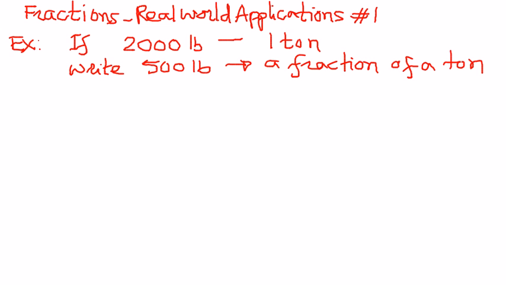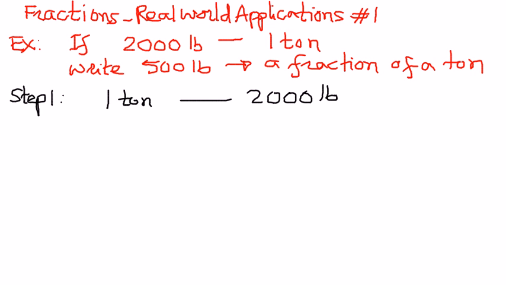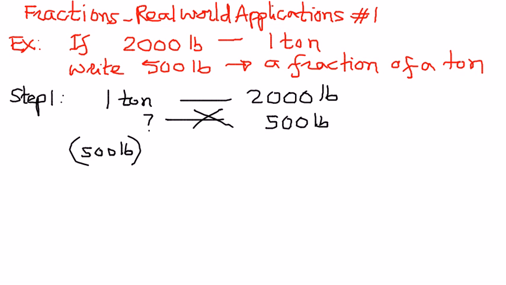So how do we do that? Let us write some steps in here. Step number 1. If 1 ton is equal to 2,000 pounds, the question is 500 pounds is equal to how many tons? We want to write 500 pounds as a fraction of a ton. So we can cross multiply these, and then the way we can write it out is as follows. 500 pounds, we want to write the units together, and I'll show you how simple it is to get to the correct answer.